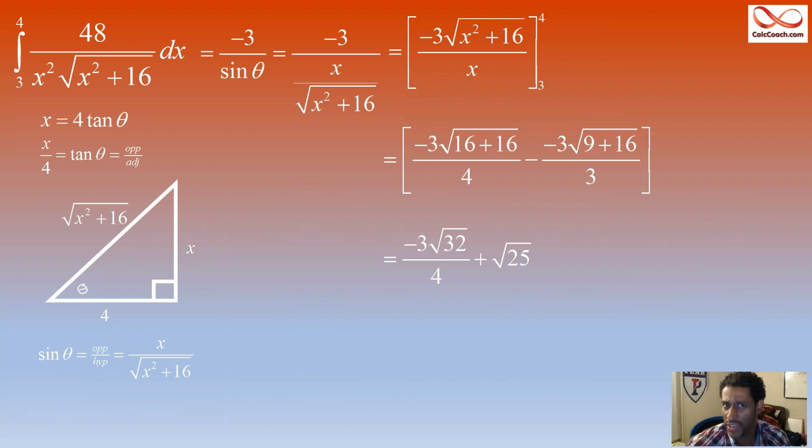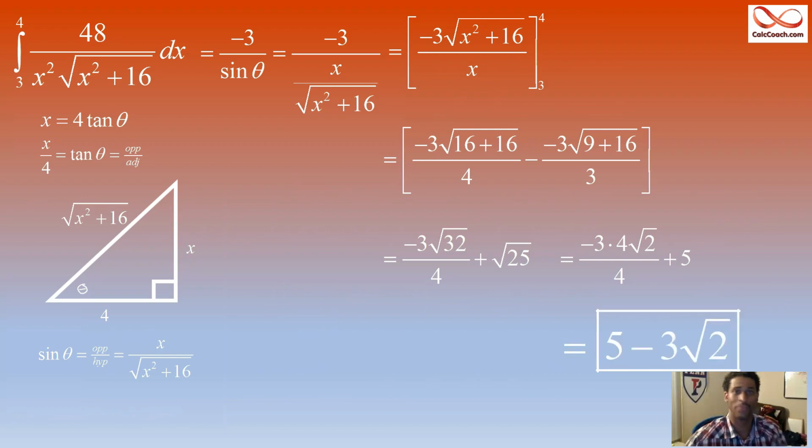Well, the square root of 32, well, 16 goes into it, and so that becomes 4 root 2. And the root of 25 is just a 5. And then with the 4 root 2 and the 4 from the denominator, you can cancel further for your final answer. I like to write it when it's a negative first and then a positive. I like to flip it. It's the same thing. And so I'm going to write this final answer as 5 minus 3 root 2.